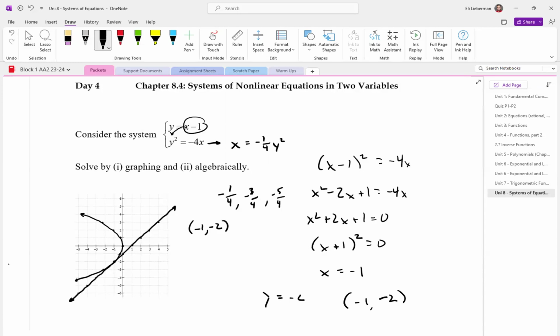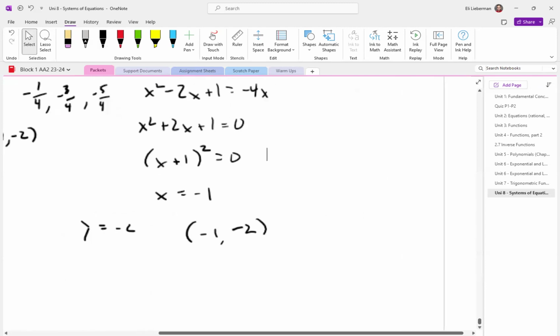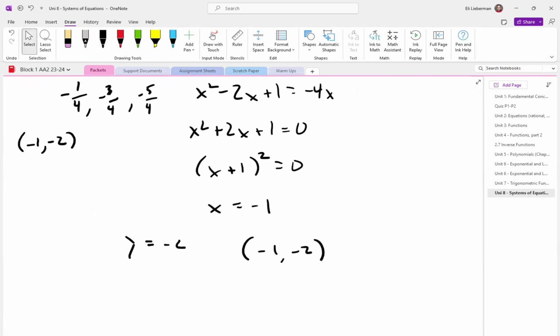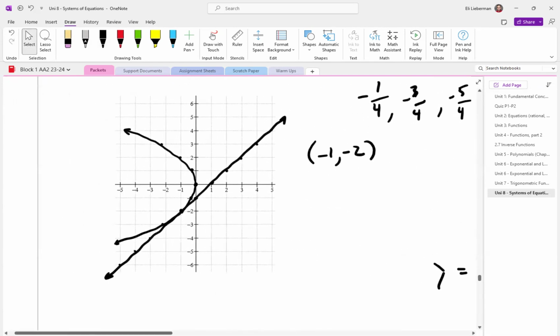Are we good with that? Okay. Yeah, when you plug that in, you get that nice -2. That's great. Thank you so much. Any questions? And of course, this particular system of equations just had one solution, but can you imagine it having more than one solution? How many are even possible?